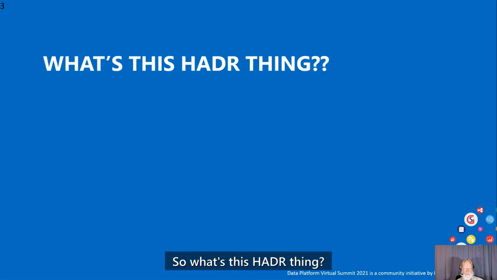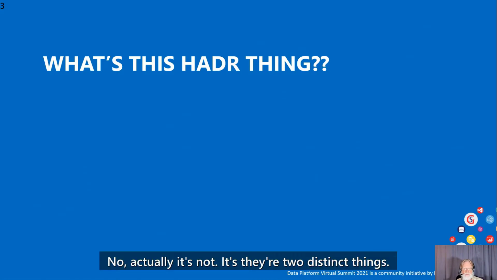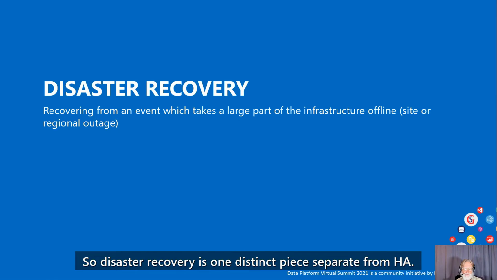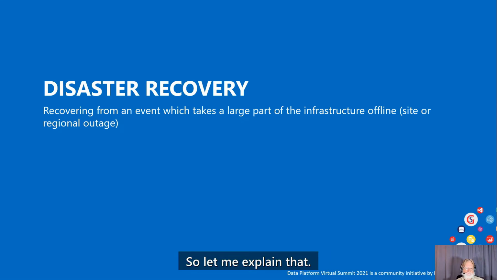So what's this header thing? What's this HADR thing? What's it all about? There's HA and DR. Is it all one thing? No, actually it's not. They're two distinct things. So disaster recovery is one distinct piece separate from HA. So let me explain that.